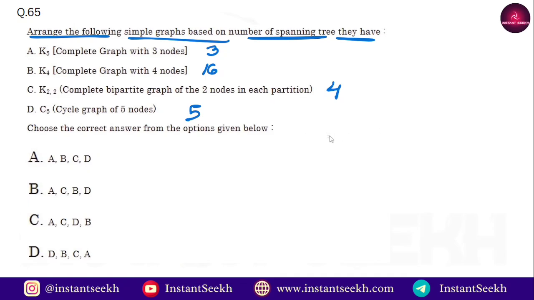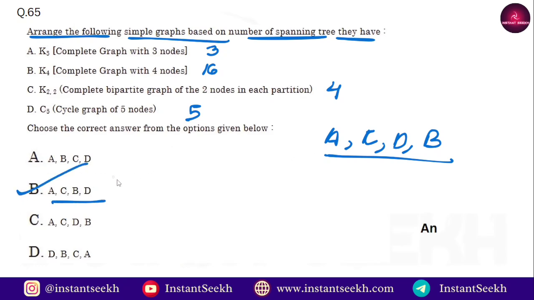So the correct order will be A, the complete graph with 3 nodes and 3 spanning trees, then K2,2, that is option C, the bipartite graph with 4 spanning trees, then the cycle graph with 5 spanning trees, that is option D, then K4, the complete graph with 4 nodes, that is option B. So the correct pattern will be ACDB. That is option number B, your right answer for this particular question. Okay, let's move on to the next.